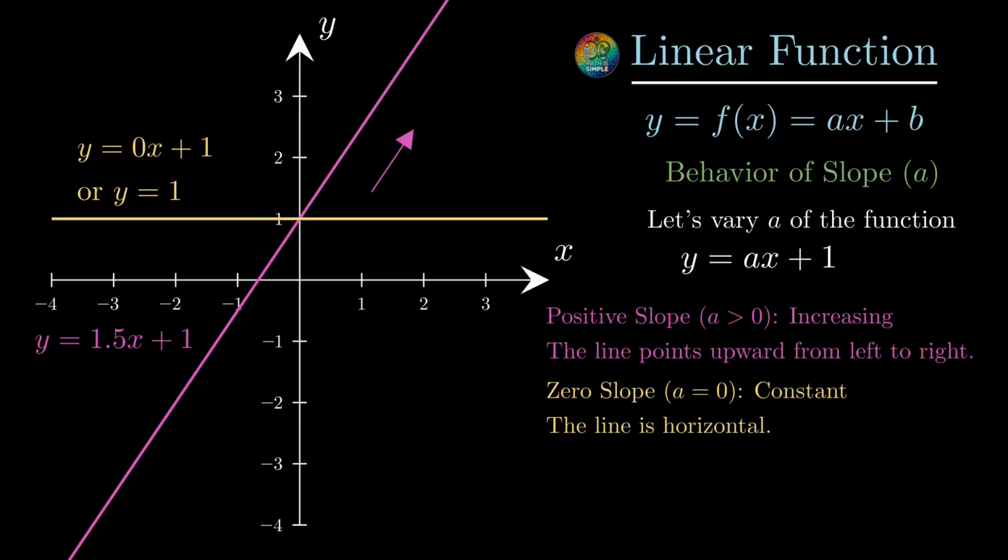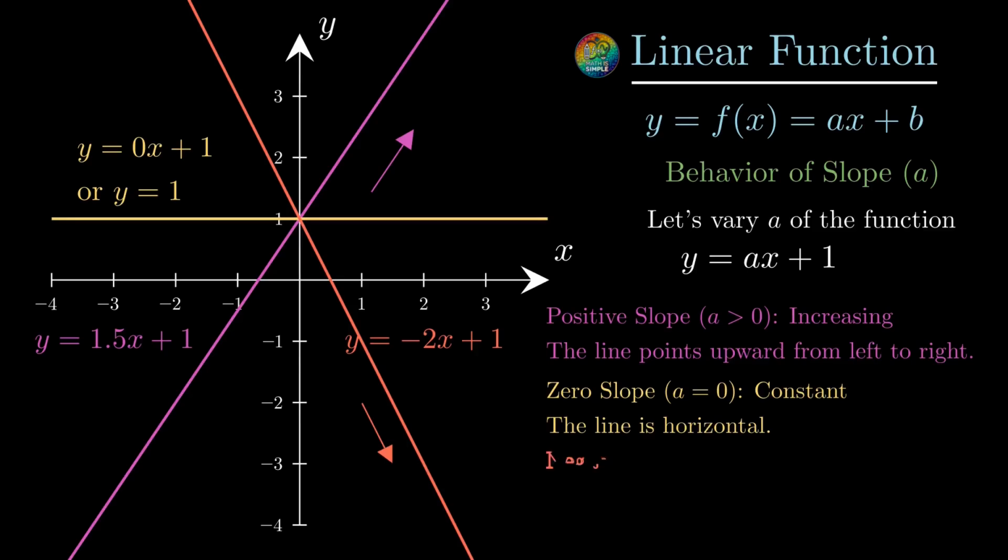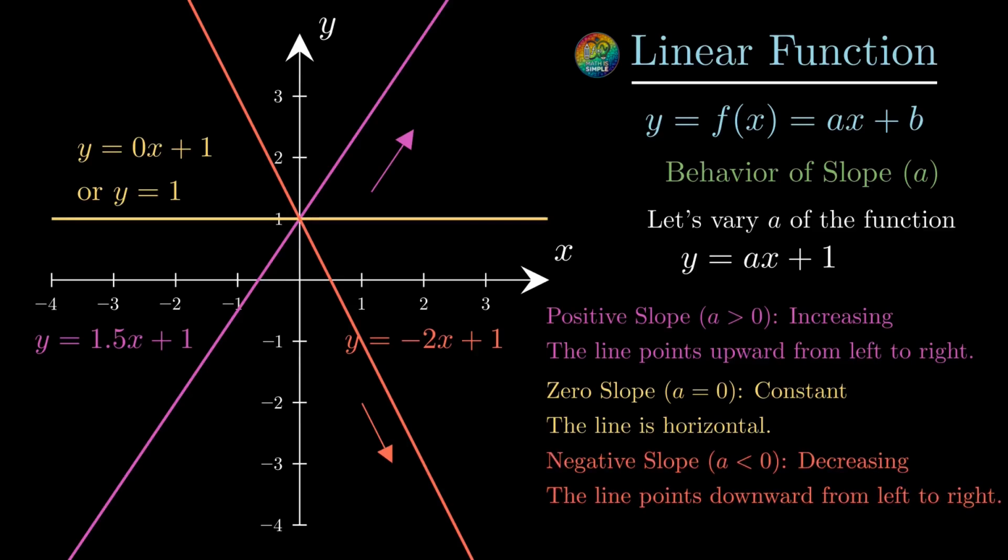Finally, let's turn the slope negative. Look at the orange line representing y equals minus 2x plus 1. When a is less than 0, the function is decreasing, causing the line to point downward from left to right. In short, positive climbs, 0 stays flat, and negative falls.